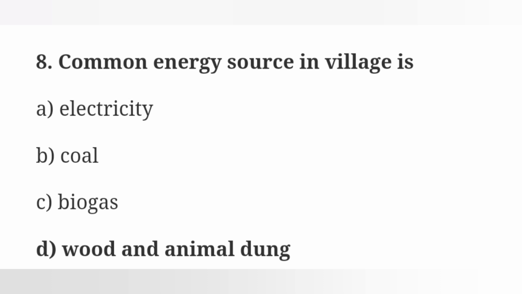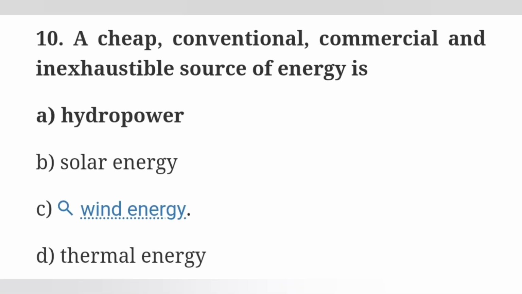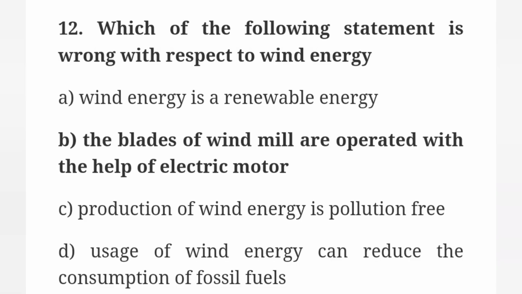Eighth one, common energy source in village is option D. Answer, wood and animal dung. Ninth one, greenhouse effect refers to option D. Answer, warming of earth. Tenth one, a cheap, conventional, commercial and inexhaustible source of energy is option C. Answer, wind energy. 11th one, global warming will cause option D. Answer, all of these. 12th one, which of the following statement is wrong with respect to wind energy? Option B. Answer, the blades of windmill are operated with the help of electric motor.